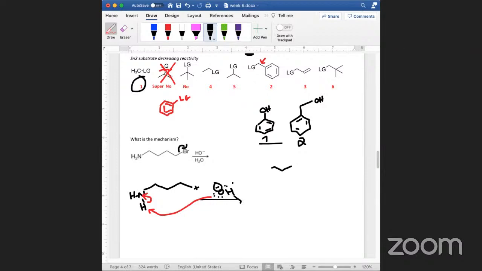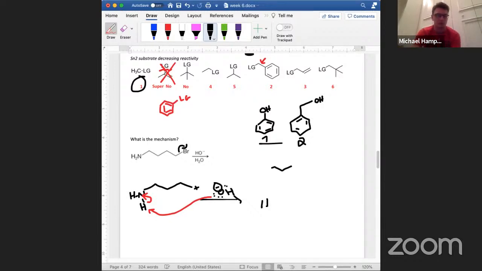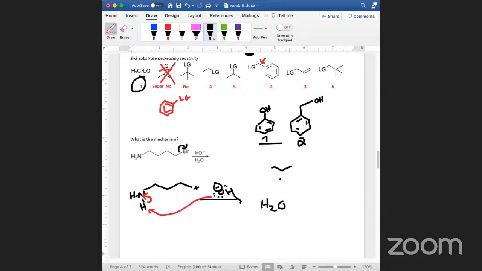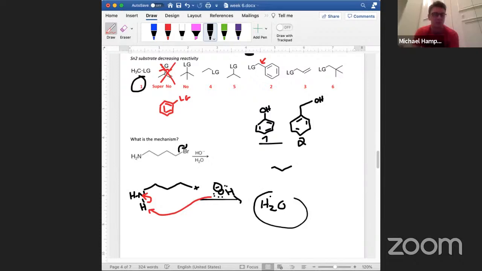Okay. And it's going to want to do that because oxygen is electronegative. It's super negative. It wants to become neutral. It wants to become stable. So it's going to remove this hydrogen here because it's able to. That then becomes water. Is water a strong nucleophile? No. So this isn't going to be what replaces that Br. Okay, that makes sense.